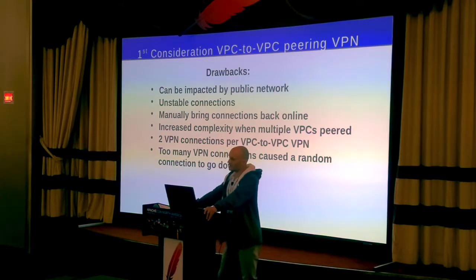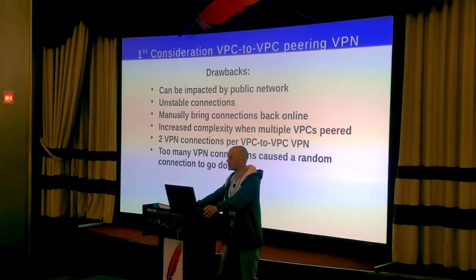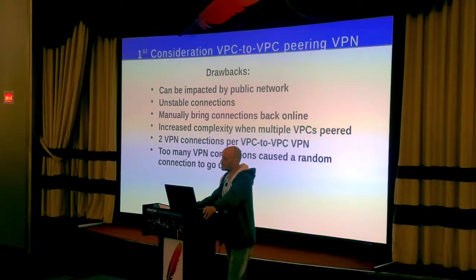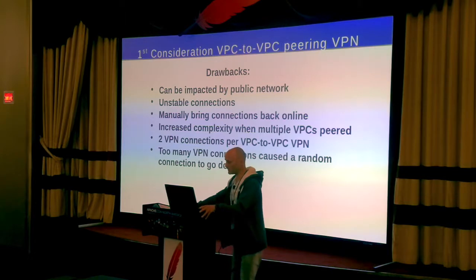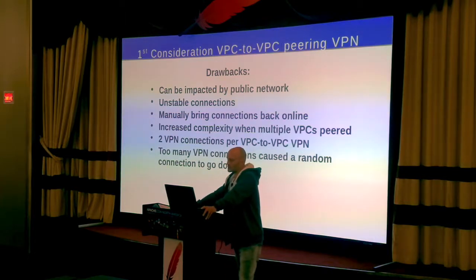So, but yeah, the drawbacks are that since it's routed over the public network, it can be affected by things like security and latency. There's also increased complexity when so many VPCs are peered, as just shown in the previous slide. It's also compounded by having 2 connections per VPC-to-VPC VPN. So setting this up was a pain and a lot of admin. Also, it wasn't very stable.